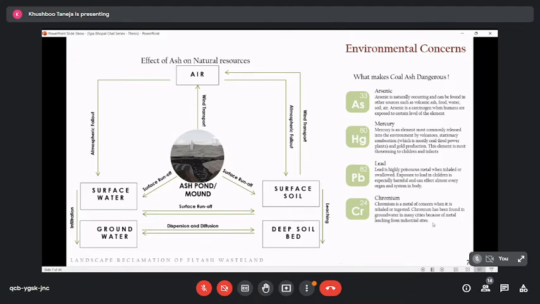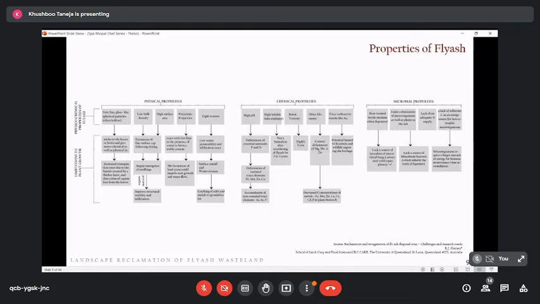Next is how dangerous coal ash is. Like, what are we dealing with? It has a very small percentage of radioactive elements as well. There's arsenic, mercury, lead, and chromium, and we all know how dangerous these metals can be to our health. Basically, this was to understand what kind of material we are dealing with.